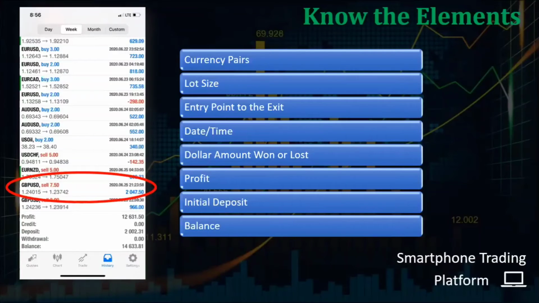So let's look at a sell trade real quickly. GBP USD is the currency pair, the pound and US dollar. It's a sell trade, and then a 7.50 lot size. You've got to convert it, and we learned that moving the decimal one place to the right, this is a $75 trade. Taking that trade, this particular trader had a profit of $2,047.50. That is somebody's paycheck for 2 weeks. They made it in one trade.